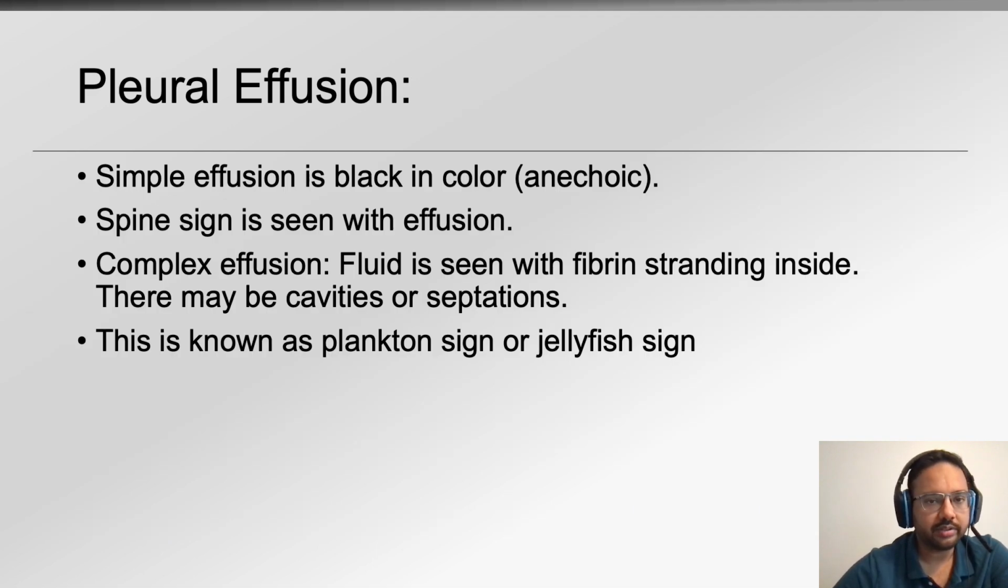So some points to finish this section off. A simple effusion is black in color. It's anechoic. You can see spine sign with effusion, whether simple or complex. Complex effusion, fluid is seen with fibrin stranding inside. There may be cavities or septation. This is known as the plankton sign or jellyfish sign.